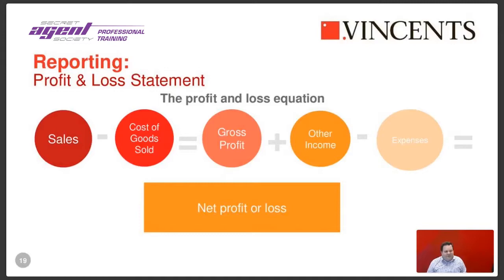So the profit and loss equation essentially is your sales or your income lines less your cost of goods sold. The cost of goods sold are your costs that are directly attributable to delivering those service lines. The difference between those two gives you a gross profit. Now, what you do to your gross profit is you add your other income and take away your expenses that aren't directly attributable to your income, and that leaves you your net profit or loss. So it's a fairly simple equation, but it's an important one to understand.